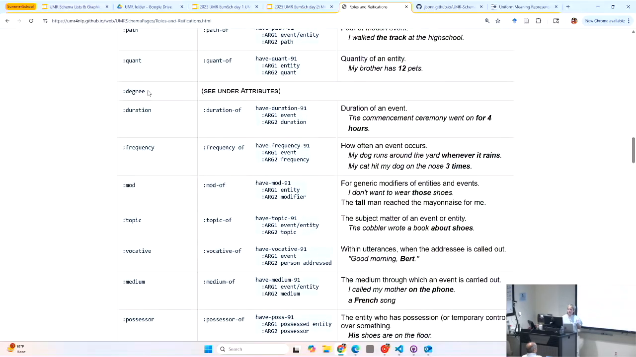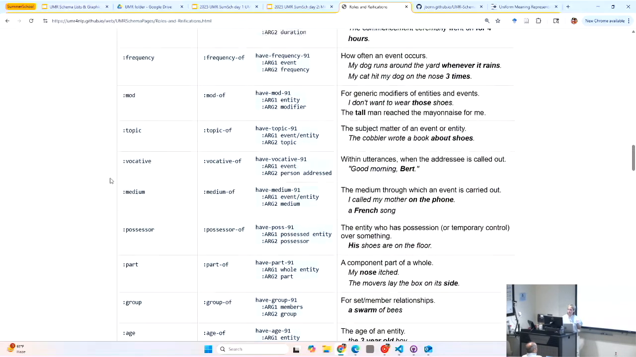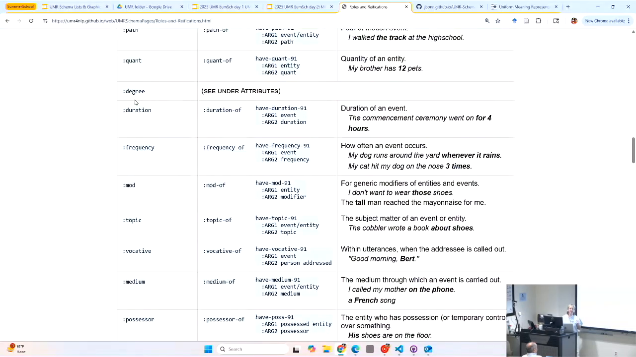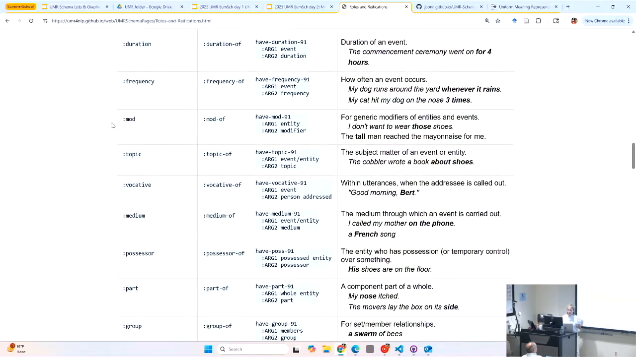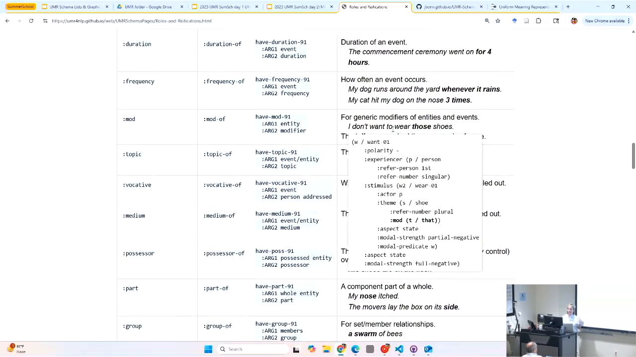Quantities, degree. Degree is actually going to be listed down below, but I put it up here because I always forget that it is now included under attributes, and then people lose it and think that we don't have it. So we do have it. Duration, frequency, mod, once again, a catch-all for less central things, like demonstratives, like I don't want to wear those shoes, that is going to be a mod. But it's also things like the tall man, tall could be a mod.